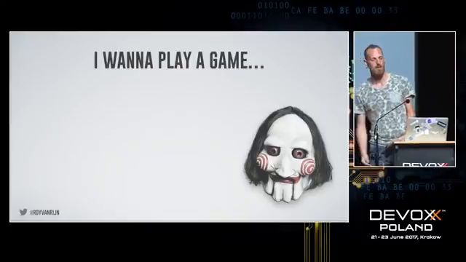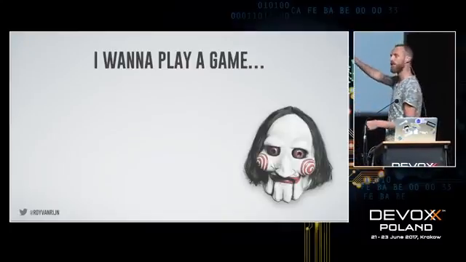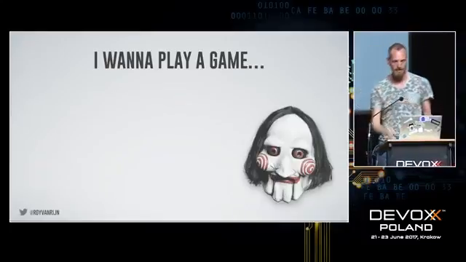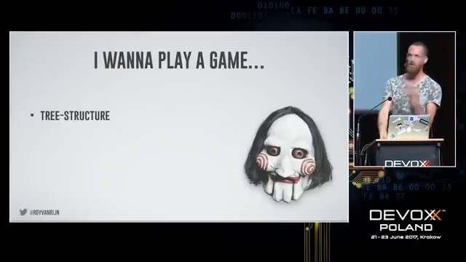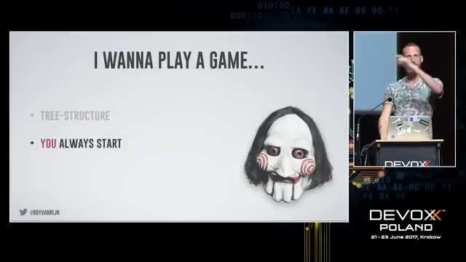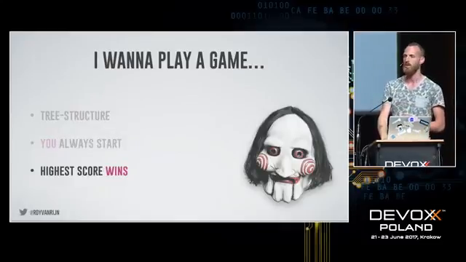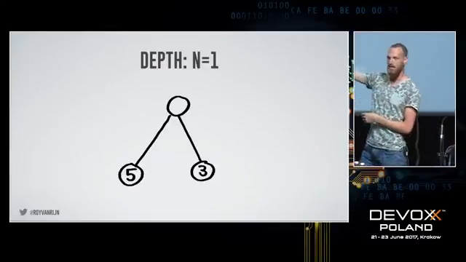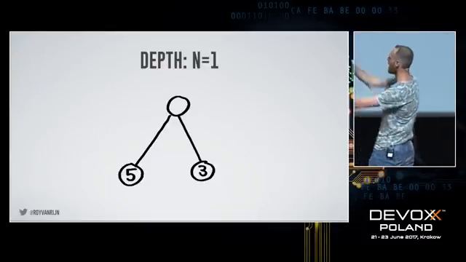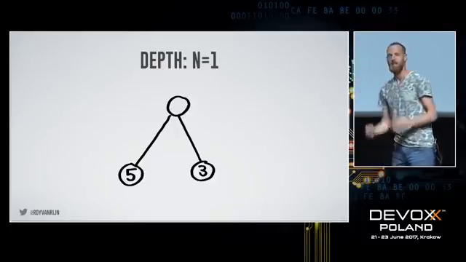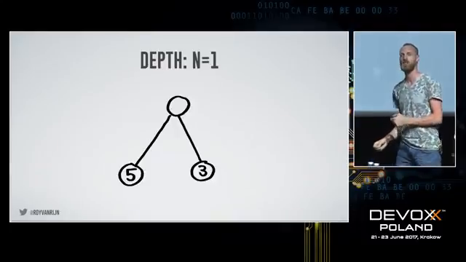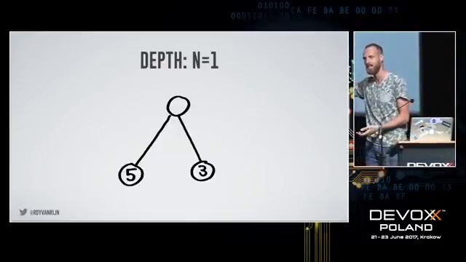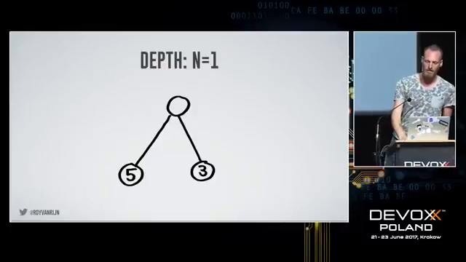So, I want to play a game, or as Jigsaw, not a Java 9 reference, by the way. Jigsaw, I want to play a game. It's a tree structure. You get to start, and the highest score wins. This is our tree. You can either go left, so left for the viewers, or right. Your objective is to get the highest score. What do? You go left. It has a 5, right, 3. So that's easy, right?